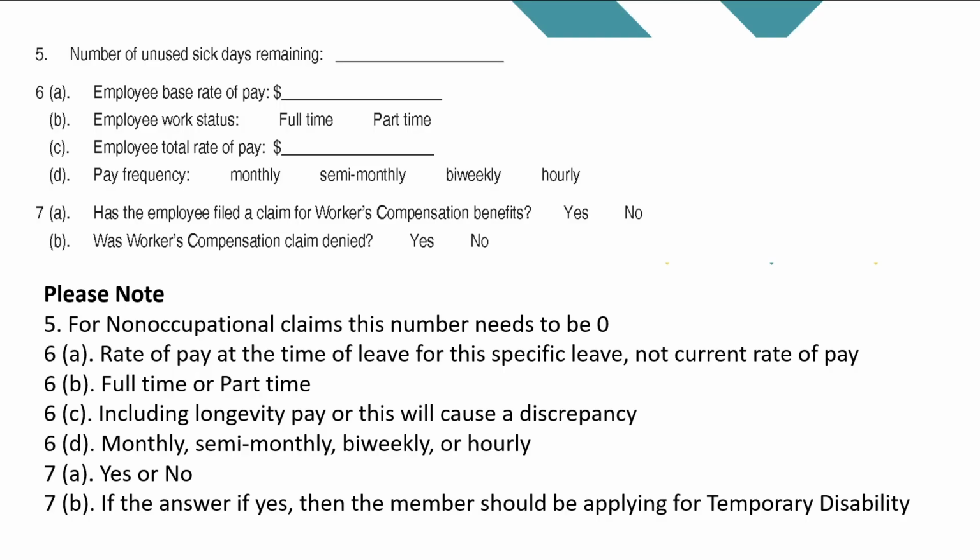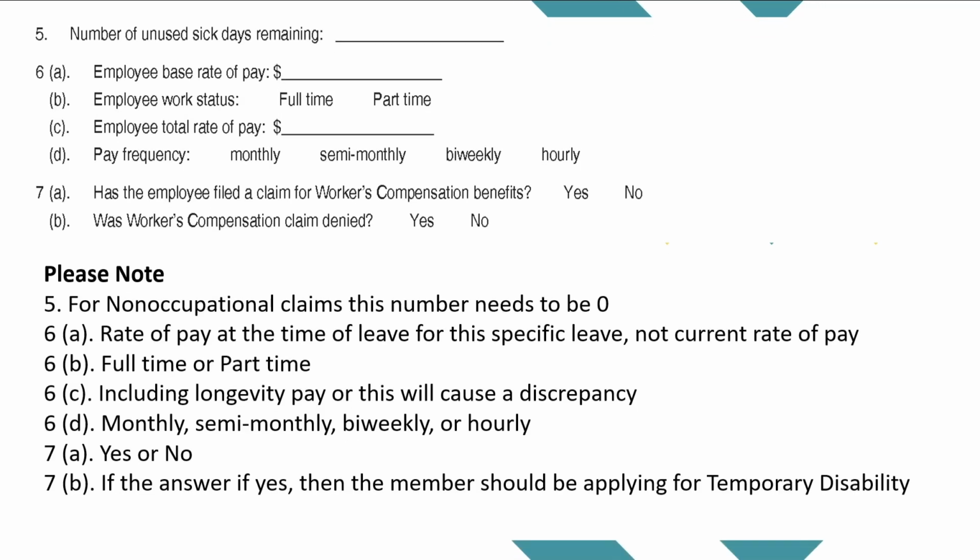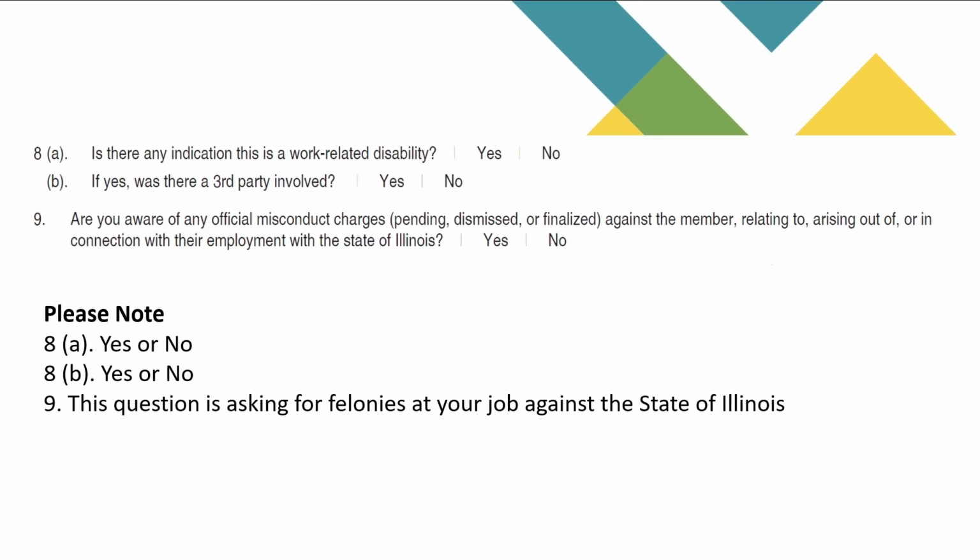Again, run through the full rate of pay, work status, total rate of pay, which would include any longevity or additional pay. And it's okay that this is different from 6A. That's why there's two fields. Identify the pay increment, the pay frequency. And then identify question 7 with applicable answers. And again, with regards to question 9, this is only asking about felonies at work against the state of Illinois.